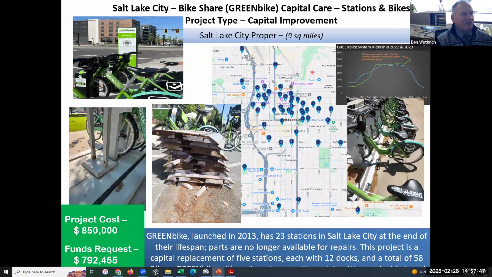Next request is from Salt Lake City for Green Bike. This is for capital care. This will replace old worn out stations and old worn out bikes and replace them with new electrical bikes as well as new stations. Project estimated cost is 850,000. Funds being requested is 792,000 plus.